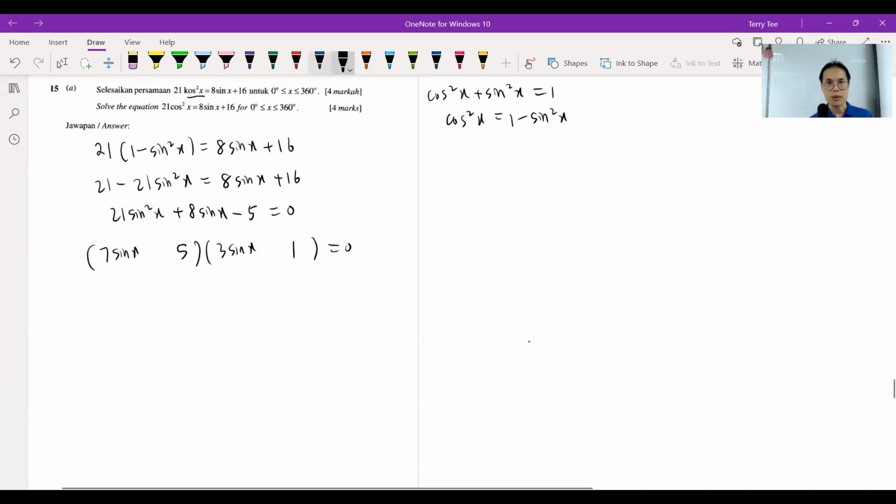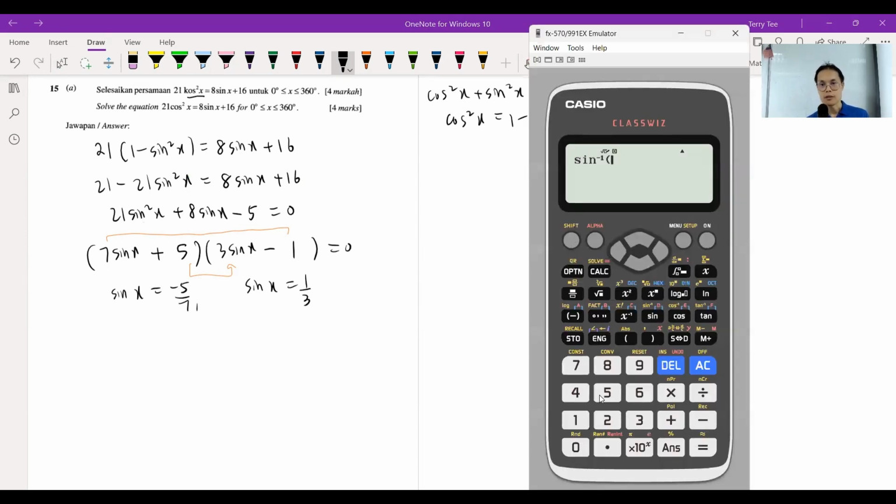To get 7, this must be 1. So yeah, this is 7. This is 15. 15 is positive, 7 is negative. So my sine x is negative 5 over 7 or 1 over 3. Now let's use a calculator. Shift sine 5 over 7. This is your reference angle or sudut asas, okay, sudut rujukan. This is 45.58.